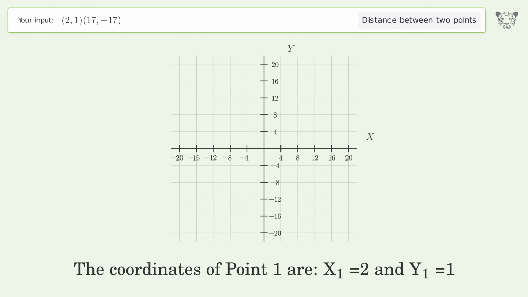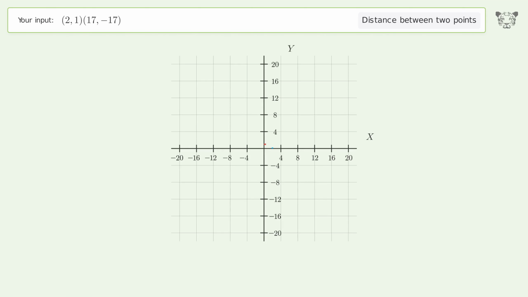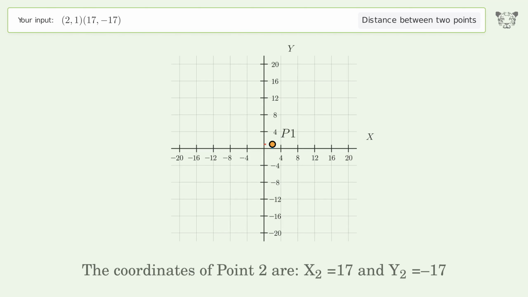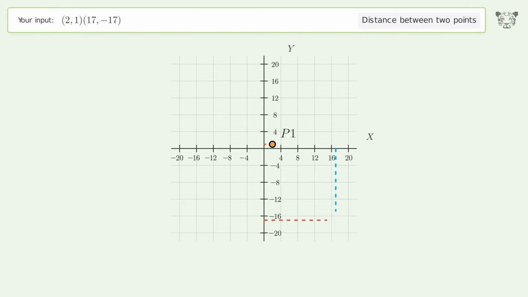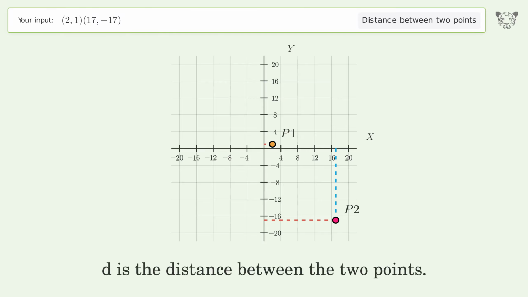The coordinates of point 1 are x1 equals 2 and y1 equals 1. The coordinates of point 2 are x2 equals 17 and y2 equals -17. D is the distance between the 2 points.